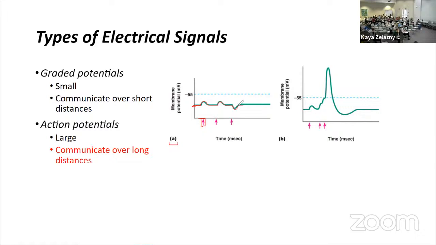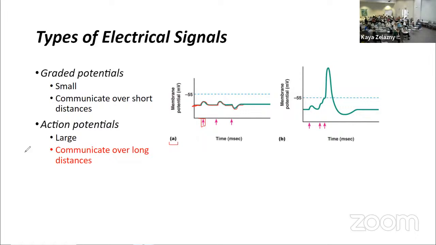So our graded potentials are these small changes to the membrane potential, and they're going to dissipate over time. They're really only going to communicate over small distances. A graded potential is going to affect neighboring parts of that neuron, but it isn't going to travel the full length of a neuron and into another cell. So graded potentials are small local changes, and we'll talk about that.